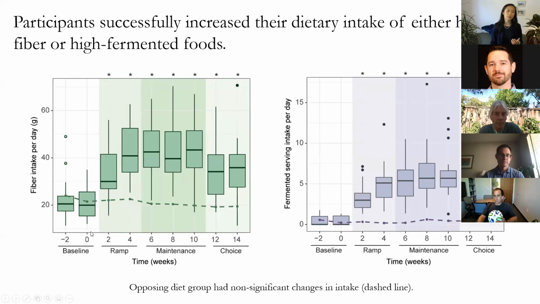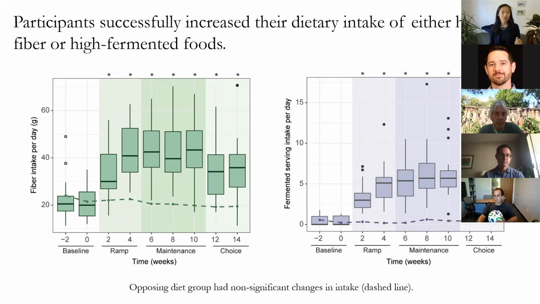So these are box plots. This green is the fiber intake. These are participants at baseline. So before the intervention started, they were eating around 20 grams of fiber a day. During the ramp, they slowly tick that up to a really high intake at maintenance, over 40 grams of fiber a day. And then for the fermented group, when they started, around 0 to 1 fermented food servings a day, and then ticked up to 6 servings of fermented foods a day. And for the fiber group, 40 grams of fiber. This is quite a lot. Very, very impressive on the dietitian's side.